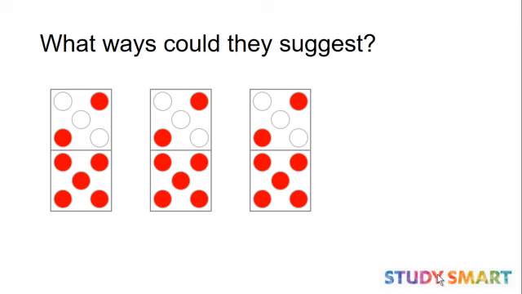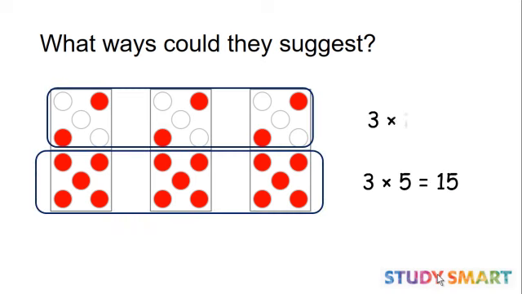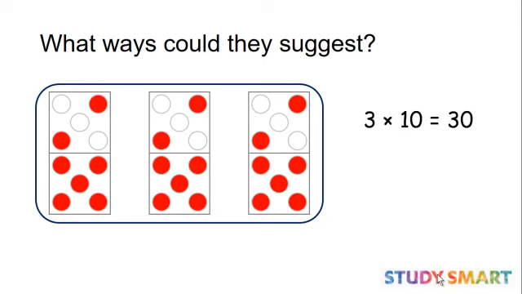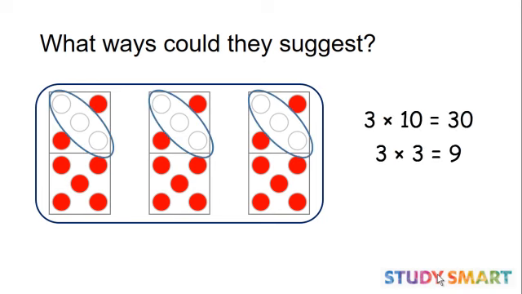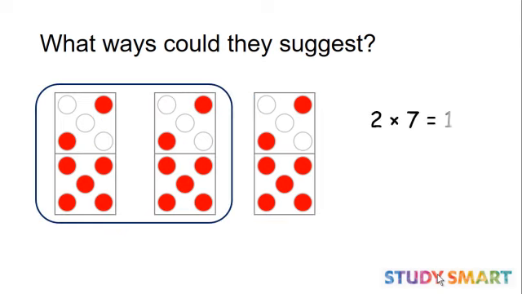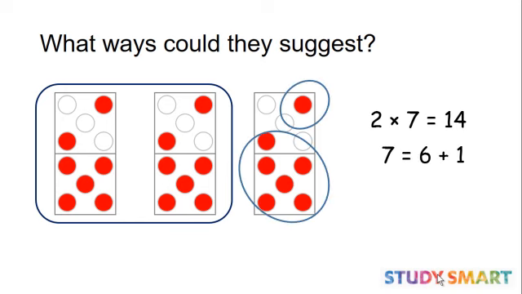So what ways could they suggest? I can see 3 7s as 3 5s and 3 2s, which is 15 and 6. Together that makes 21. 7 is 3 less than 10, so 3 7s would be 3 10s less 3 3s, which is 21. I know 2 7s are 14, so another 7, which is 6 and 1, makes 21.